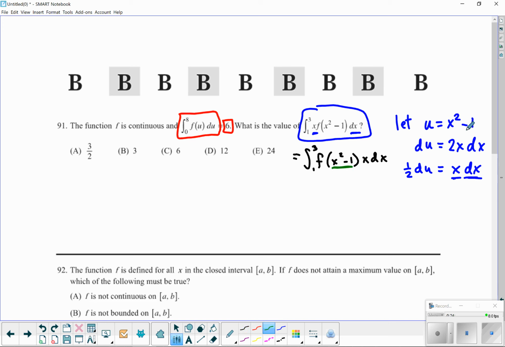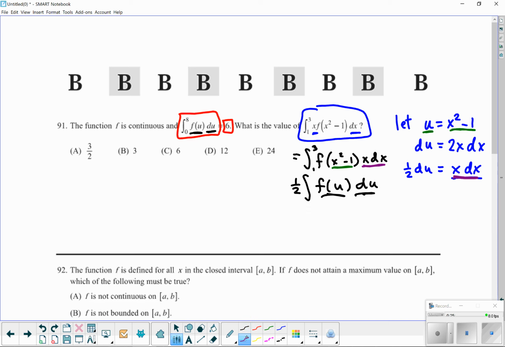Notice that this x squared minus 1 is the same as u. So f of x squared minus 1, we're going to rewrite as just f of u, which actually matches that over here. Pretty cool, huh? And then that x dx is actually going to be 1/2 du. So I'm going to write the 1/2 up here, and then du back here. Now everything's in terms of u. You have the 1/2 du, and you already have the f of u right here.